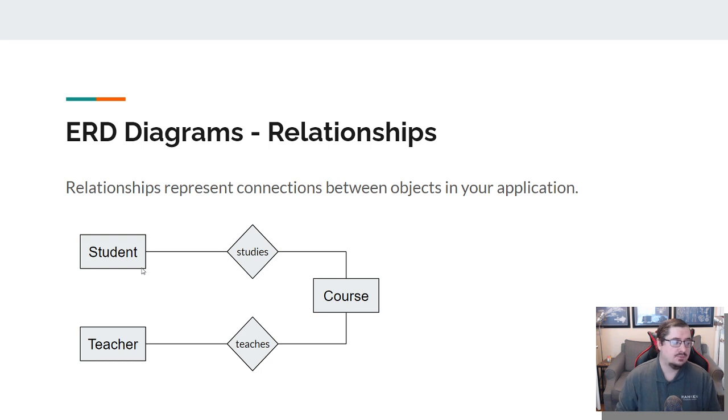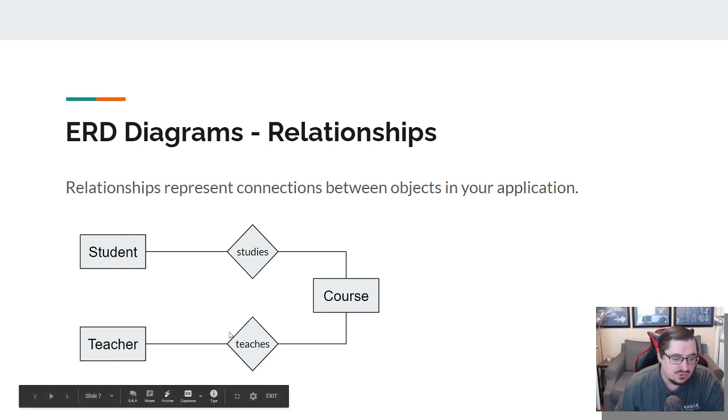So for instance, if we're talking about this system here, there's a relationship between students and courses in the fact that students take or study courses, right? Or they participate in courses. So we'll denote that with a diamond here that connects those two things. So a student studies a course, right? So they're connected, because you want to know who is enrolled in your course.